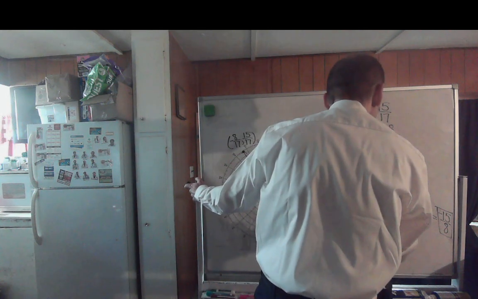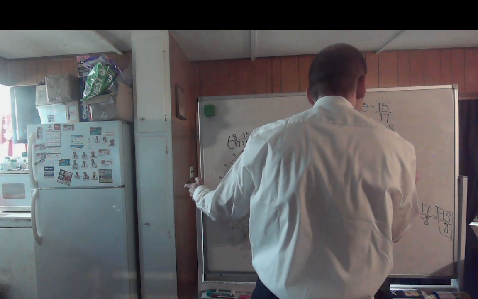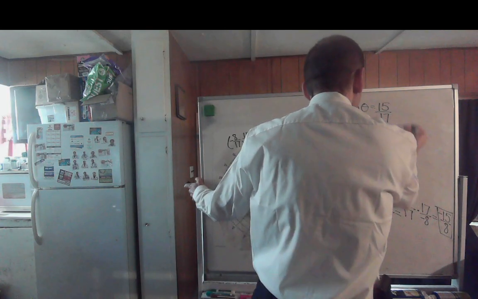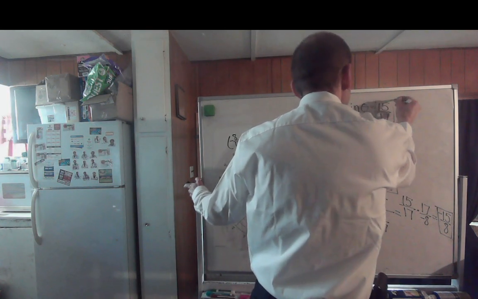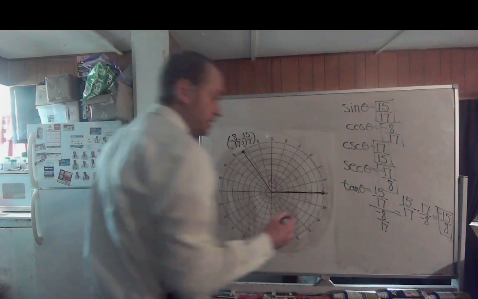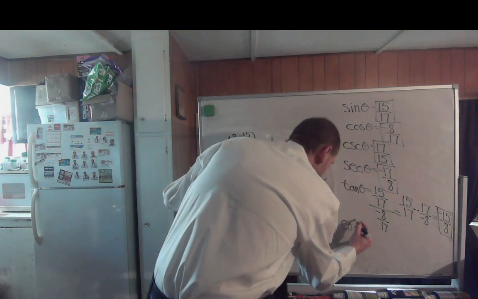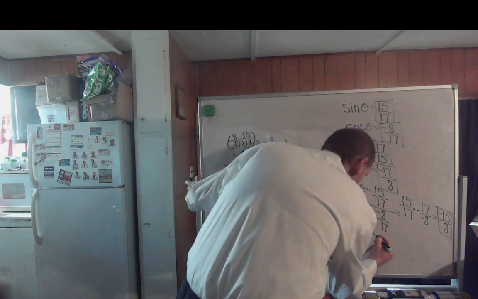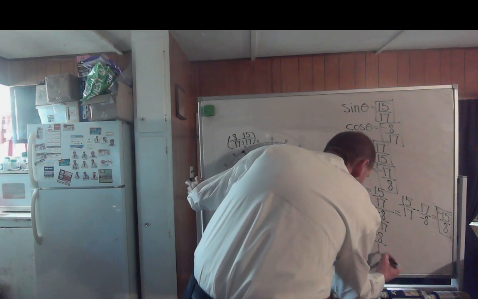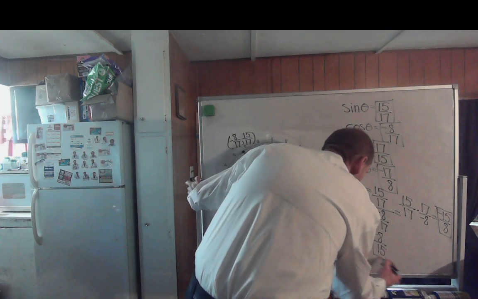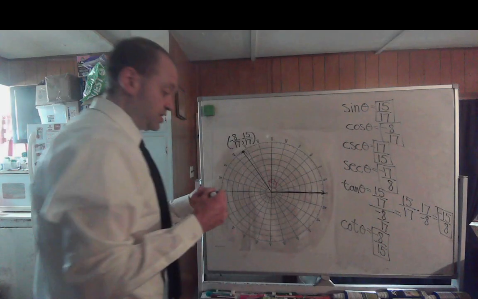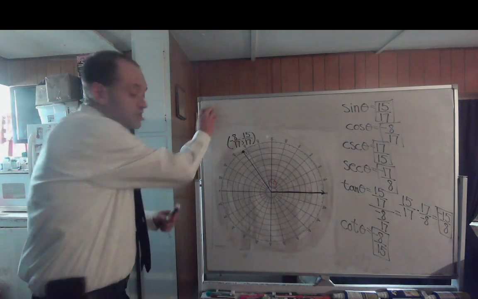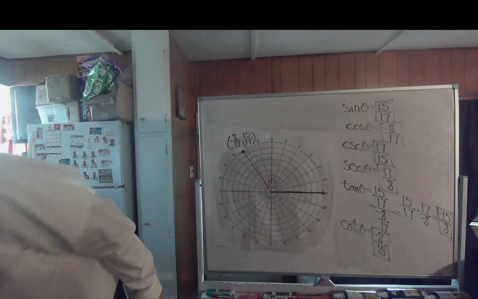In fact, let me mark these. And of course, this works very nicely if your radius is just 1. Now the cotangent's just the reciprocal of the tangent, so the reciprocal of negative 15/8 would be negative 8/15. So that one wasn't so bad. Let's do a few more like this.